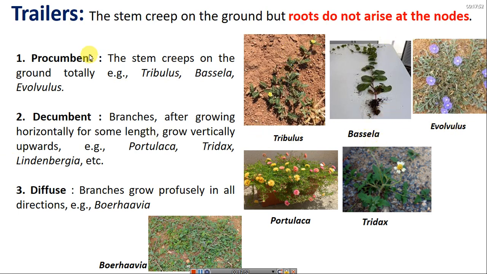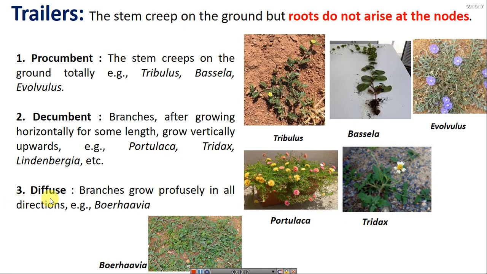In contrast to procumbent, decumbent stems grow for a certain length horizontally and then they grow vertically upwards. So first they grow for a length horizontally and then their tip will rise above. They grow upward for a while at the end. The examples are portulaca, tridax. We see them on a day-to-day basis around us, right?